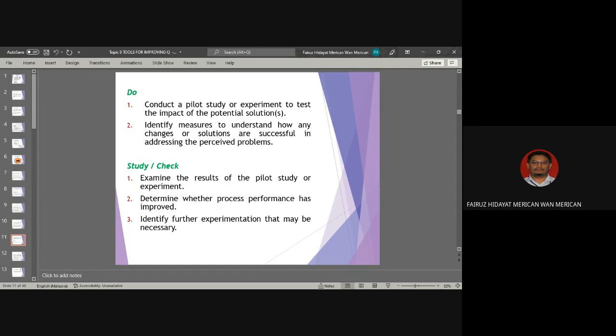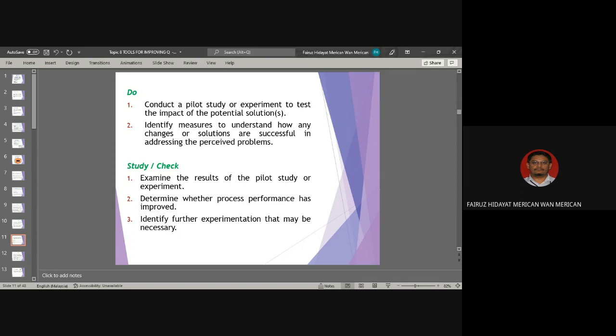They need to find the appropriate measures, how to measure the solution. Okay, so you need to have the measures to quantify the data that will then be analyzed in the study and check cycle. Okay, so based on the results of the test, based on the data they get from the measures, then they will determine whether the solution had improved the quality or not.